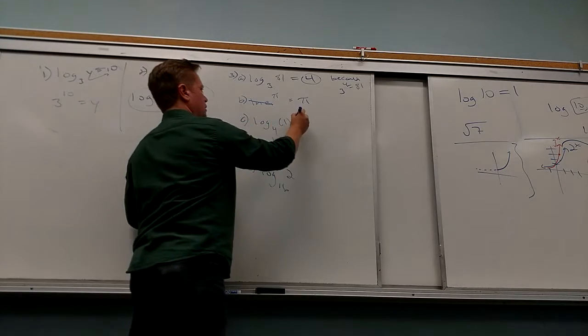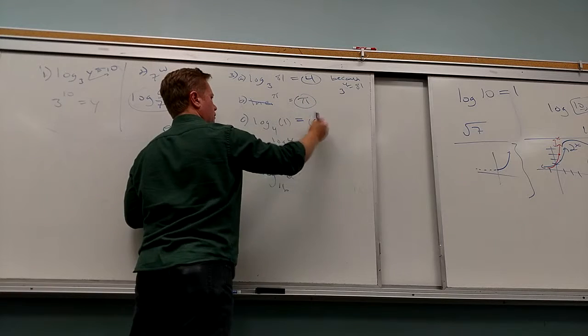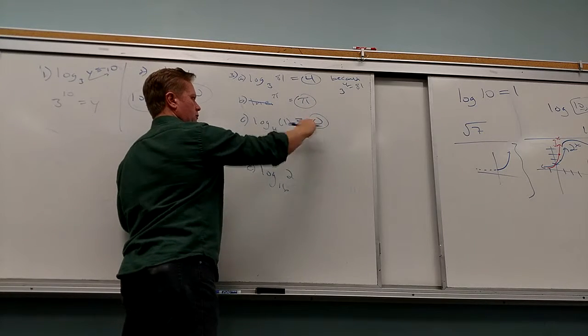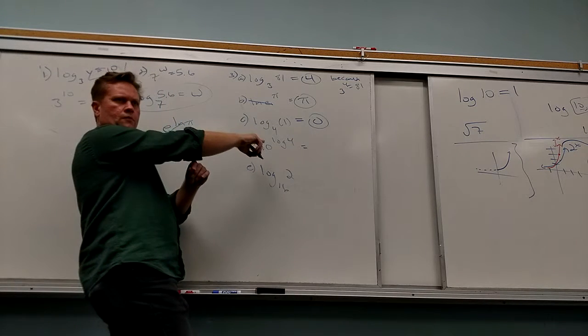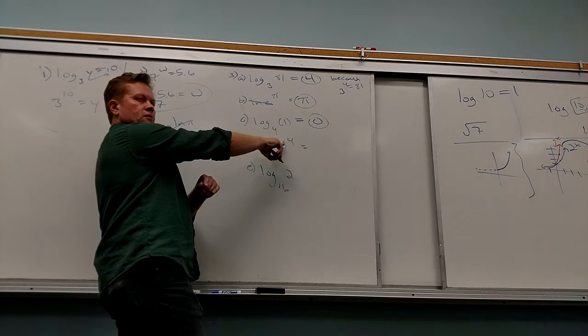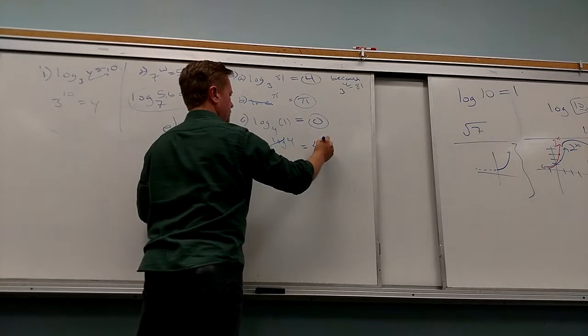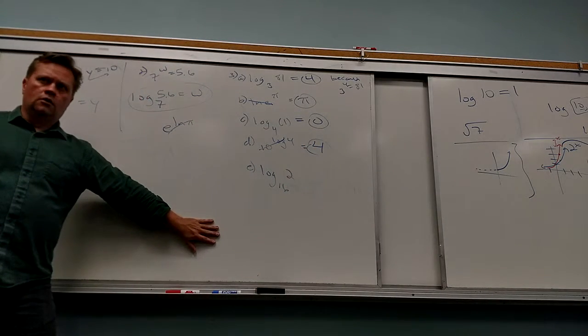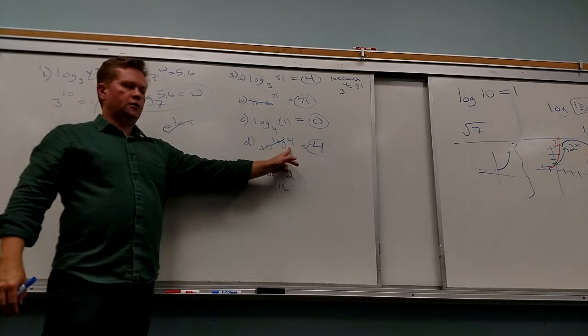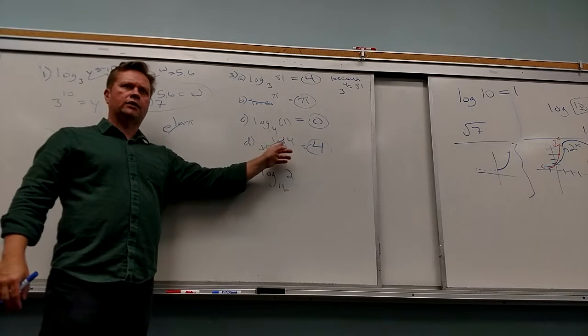What about this one? This is just going to be 0. I like it. Anything to the 0 power is 1. What about these two? Based on what I just said here, what are these two going to do? So the answer is 4. The bases match, so they kill each other.